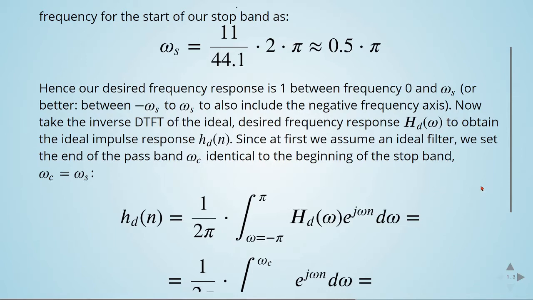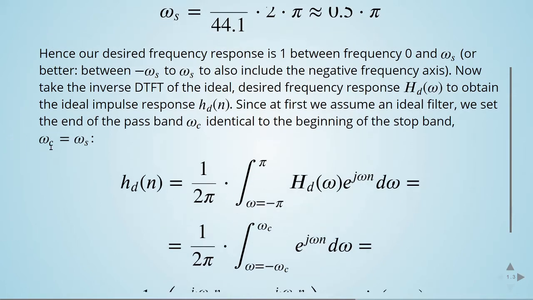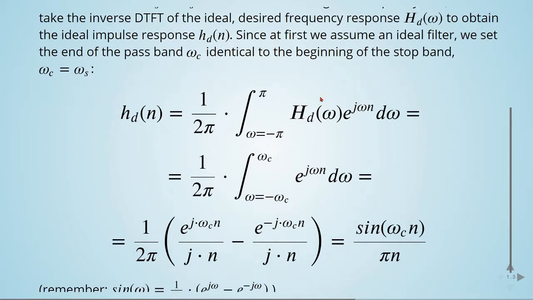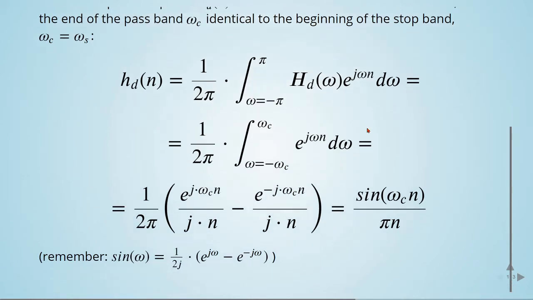Since at first we assume an ideal filter, we set the end of the passband identical to the beginning of the stop band. So omega c is equal to omega s. So here we have our h of t, our desired. So this is the ideal, and we have this integral. This is the h of t. And when we solve, we have this.